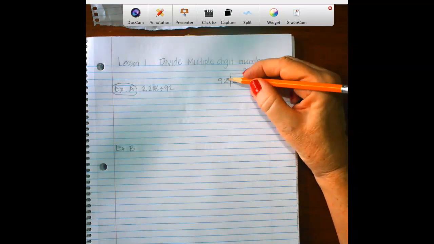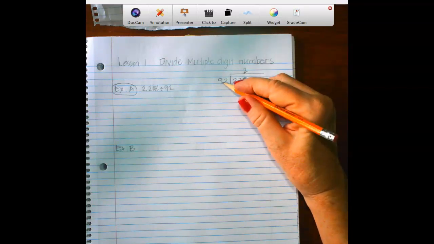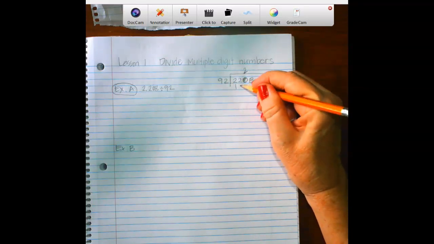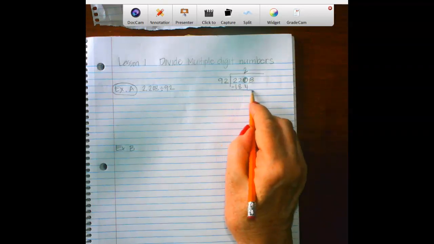will multiply. 2 times 2 is 4. And then 9 times 2 is 18. Little subtraction sign just to remind me.